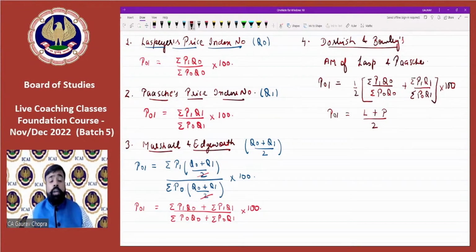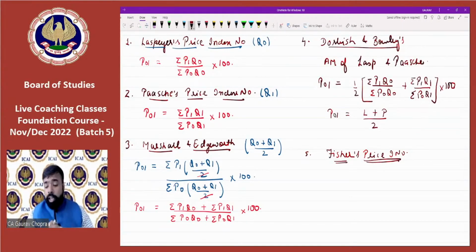Okay, so you have to learn all these formulas according to the name, and all these formulas are very easy to remember because we have discussed which person has taken weight accordingly. Okay, now the last one is Fisher. Fisher's price index number.